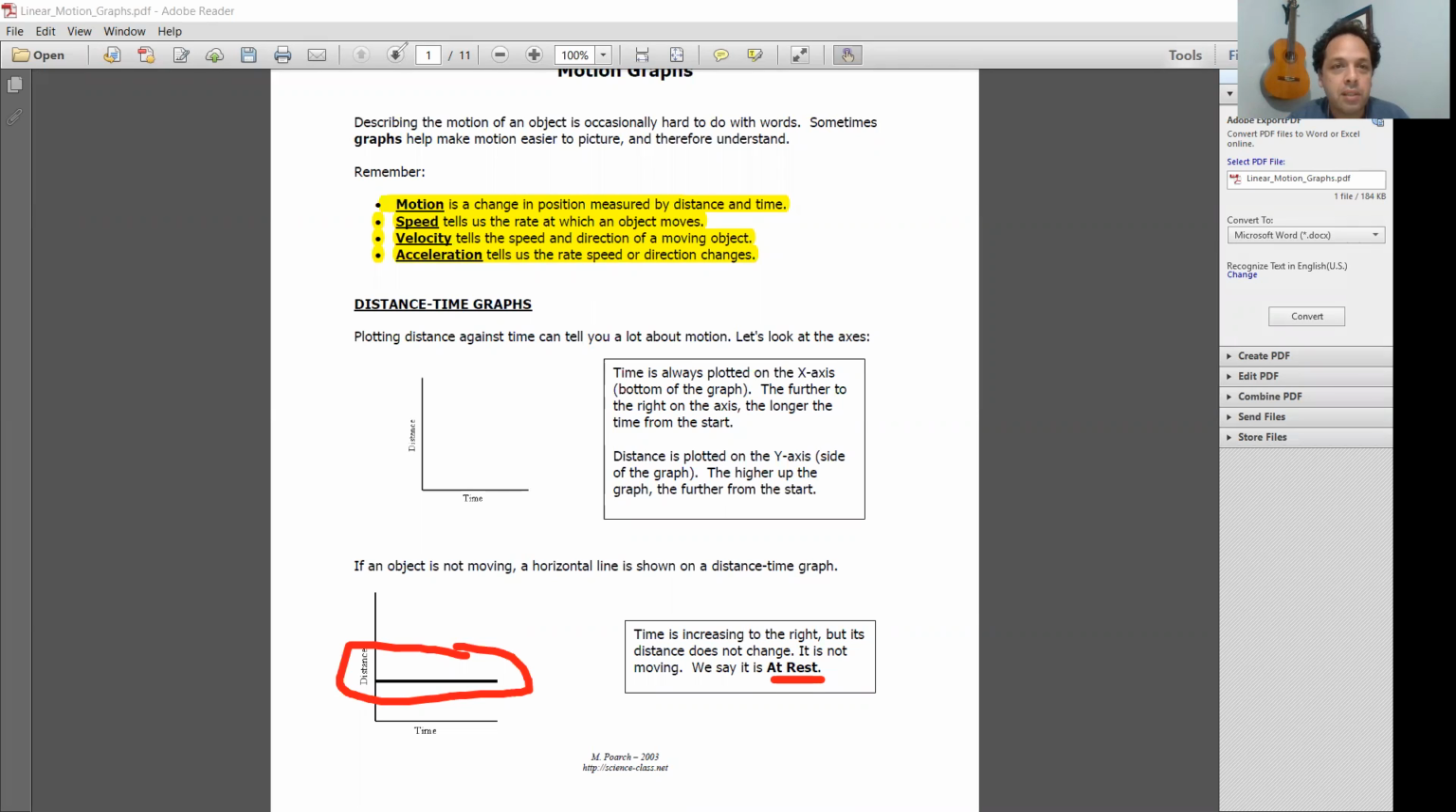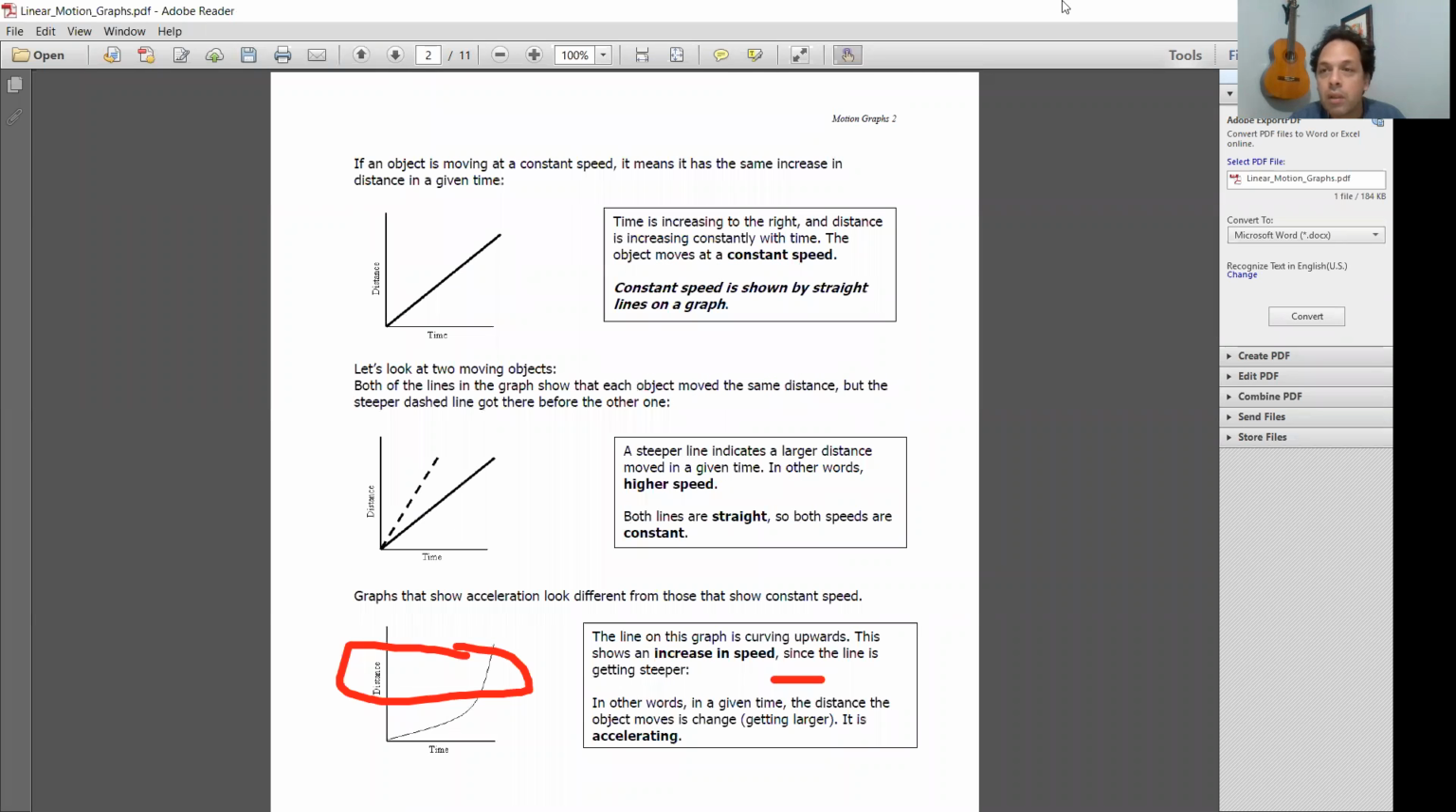Let's go to the next page. Then here we have an object moving at constant speed. So the distance is increasing, going up over time. As time goes on, distance is increasing, and since it's straight, that is a constant speed. This is the main important part right there.